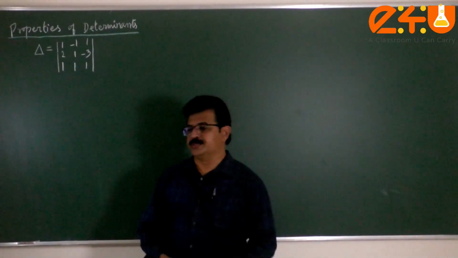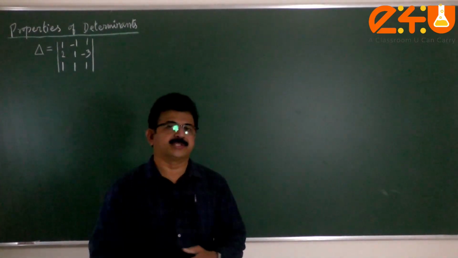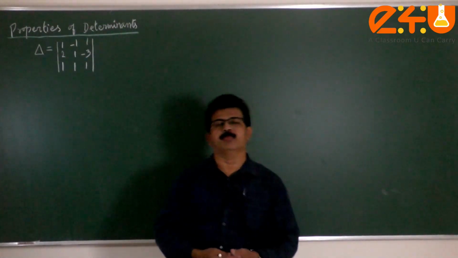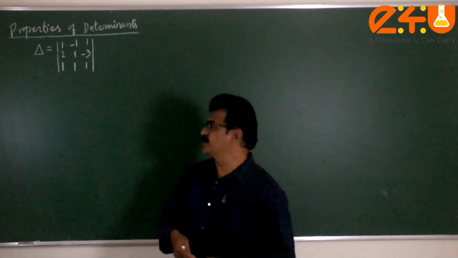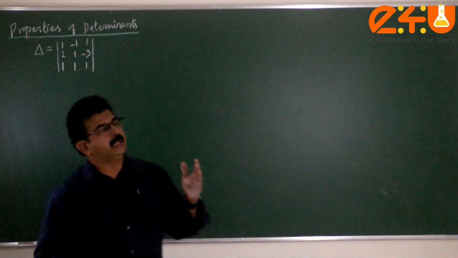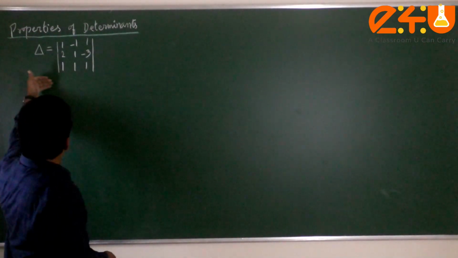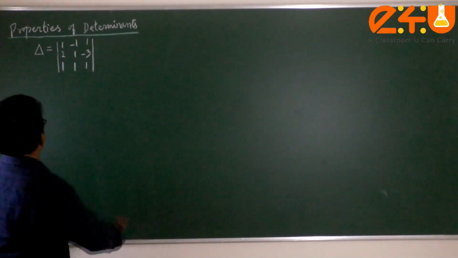Very good afternoon, students. Let us continue into the next set of properties. We have seen in the previous session properties 1 to 4. Let us look into the fifth property onwards. An example determinant delta is already kept ready for verification.